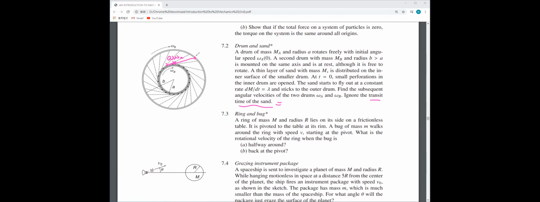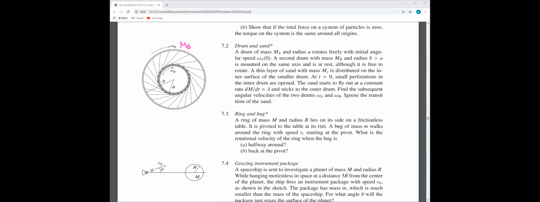You can see a right angle triangle here. So the distance is equal to the square root of b squared minus a squared, divided by the speed. This is b and this is a. Okay, actually you can find the transit time, but we ignore this part in this question. The sand with the mass ms is on the inner surface, and the outer drum has the initial mass mb.